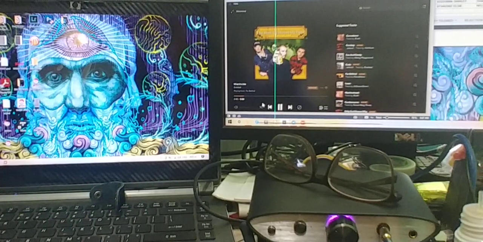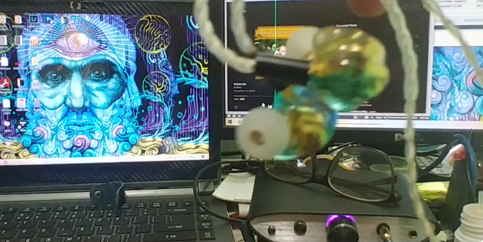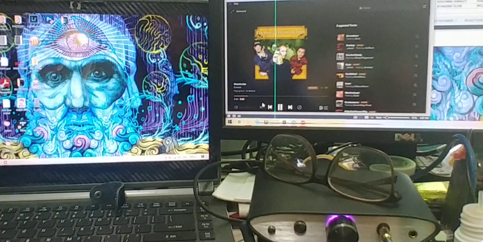We're going to be testing different IEMs using my LG V30's dual microphone. And let's start with this unbranded single dynamic driver resin IEM.